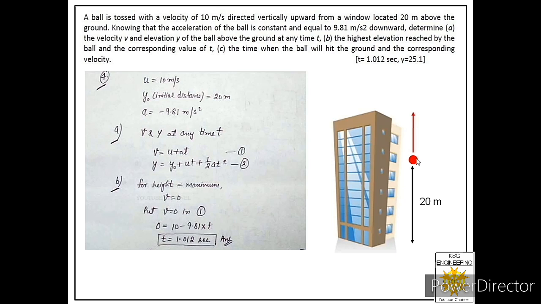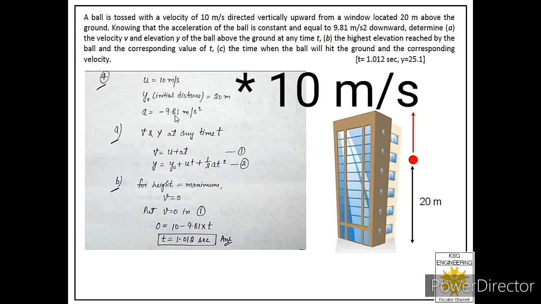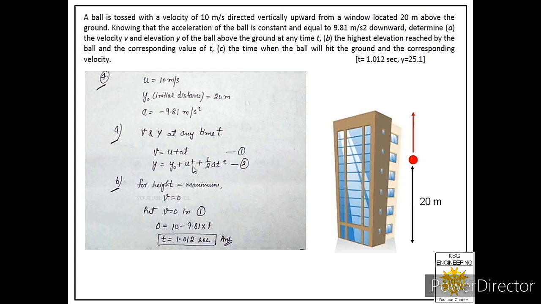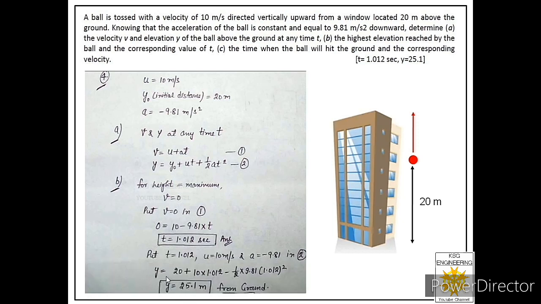Now maximum height over here is represented as y, the distance traveled by the ball in the y direction. So now we'll apply the second equation, and in that equation we know the value of y naught. So y naught is 20 meters and initial velocity is 10 meters per second. Time we have calculated, and a we know, that is minus 9.81. So when we put these values, we will get the value of y.